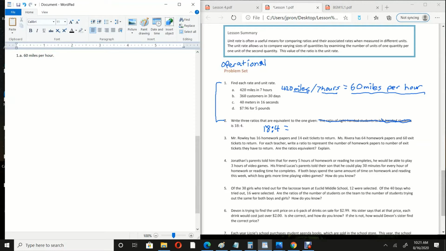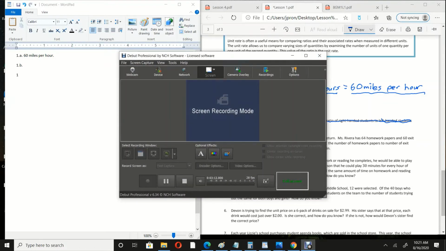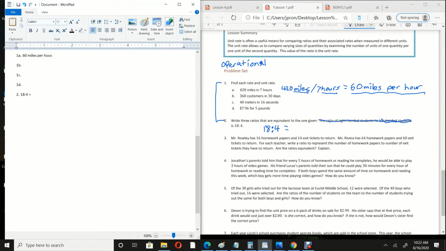So you're going to go down, you're going to keep going. You're going to find a unit rate for part B, etc. So you're going to come up with your unit rates for B, C, and D, and you're going to fill them in similar to what we did right here using the rate.